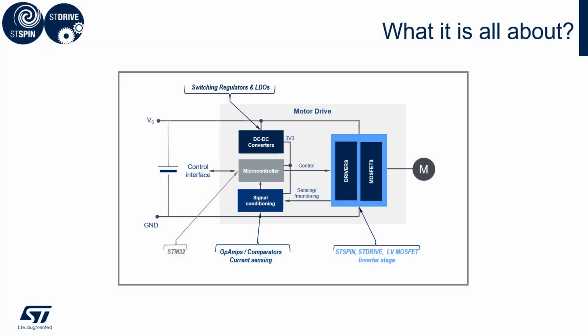So here we see in this diagram the main components we need for motor drive. On the right side we can see the engine. Left from this we see the driving section where we have the drivers and the MOSFETs. And left from this we have the power management with DC-DC converter or LDOs, the microcontroller, which will not be part of this presentation, and also the signal conditioning, which can be done via op-amps and comparators, for example.